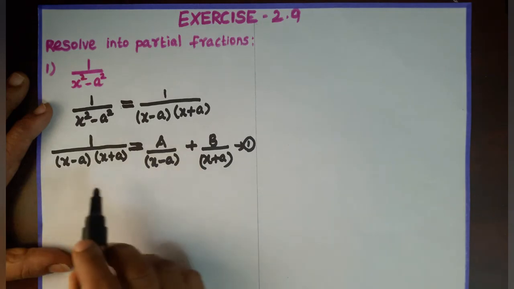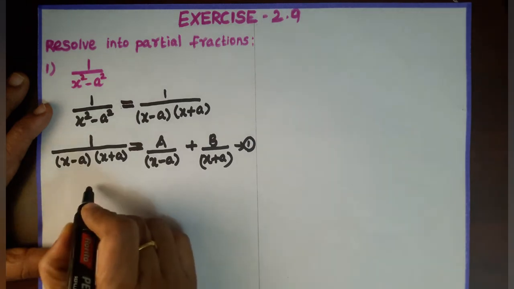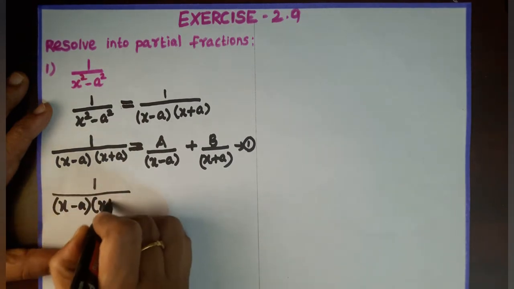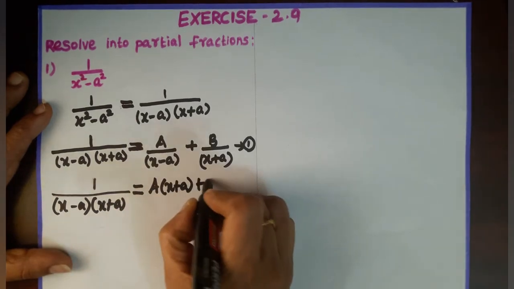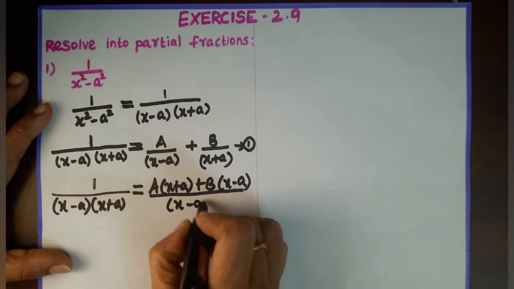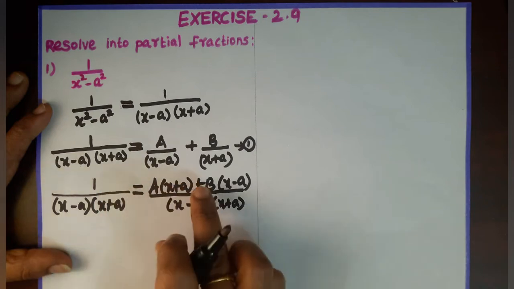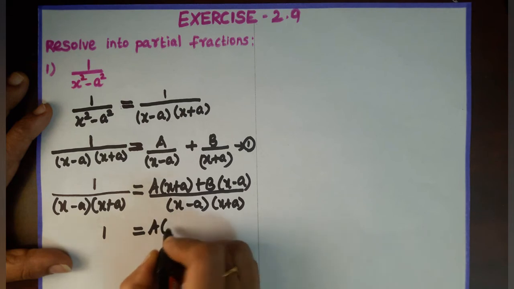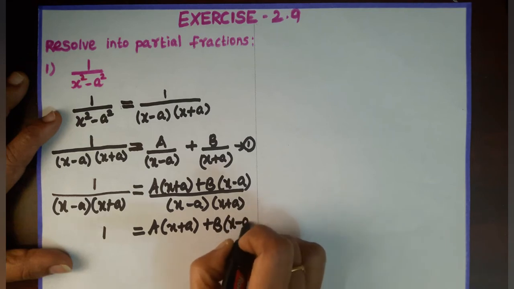Now we applied the partial fraction rule. Next we have to take LCM. Then we get 1 by x minus a into x plus a equal to A into x plus a plus B into x minus a by x minus a into x plus a. Since we have the same denominator, we need to equate the numerator. Then we get 1 equal to A into x plus a plus B into x minus a.